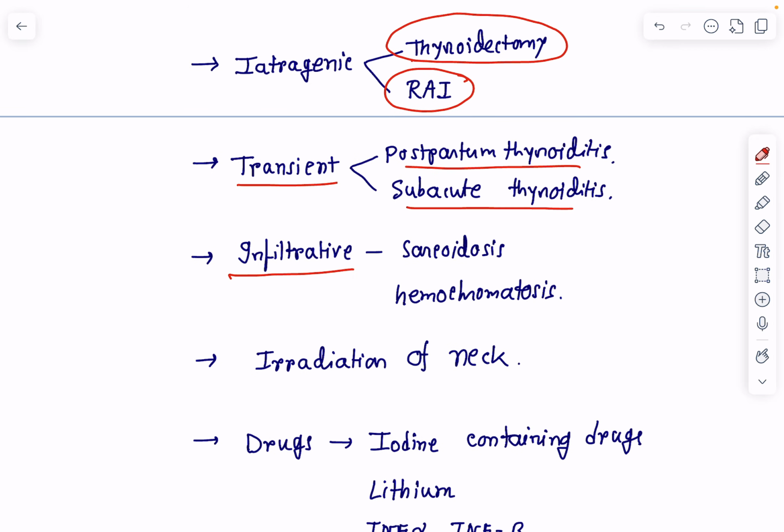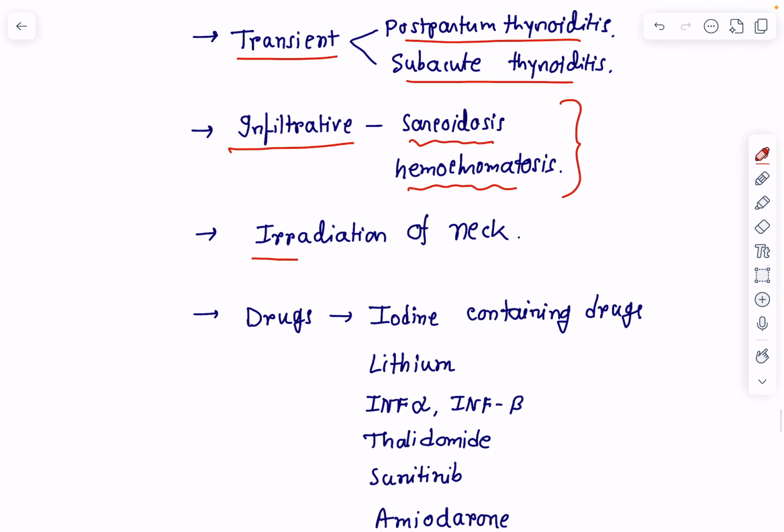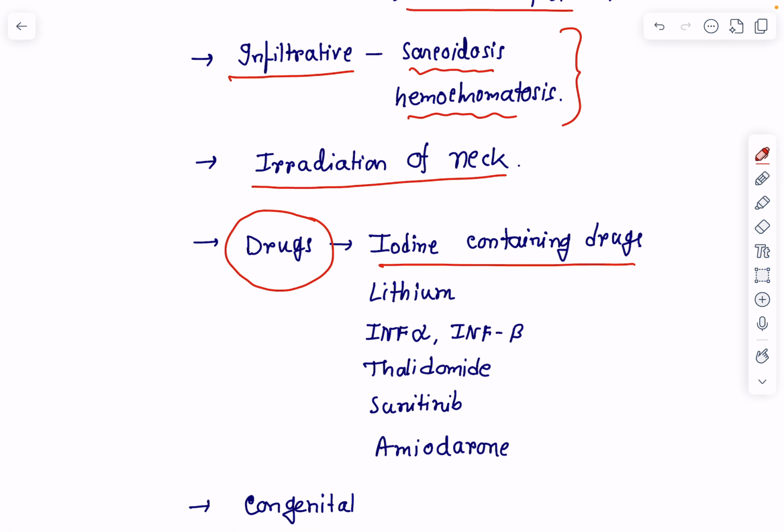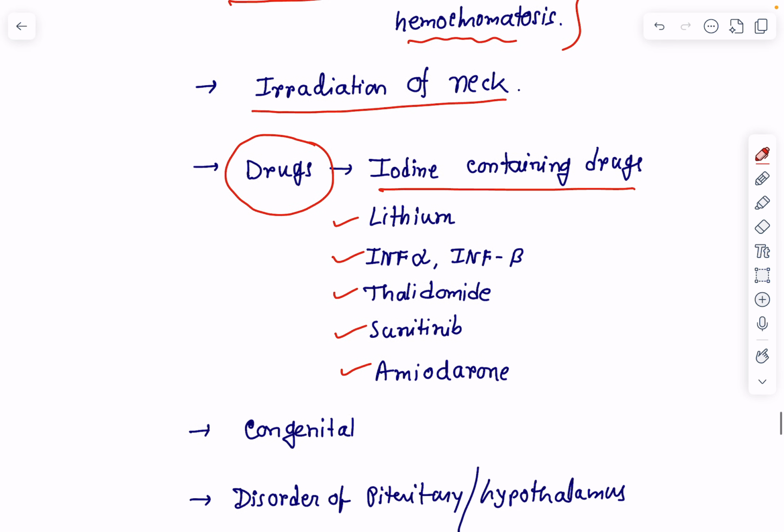Infiltrative disorders of the thyroid gland, for example sarcoidosis and hemochromatosis, are infiltrative disorders where there will be hypothyroidism. Irradiation of the neck, which involves the thyroid gland, may result in hypothyroidism in future. There are certain drugs which can also result in hypothyroidism, for example iodine-containing drugs, lithium, interferon alpha, interferon beta, thalidomide, sunitinib, and amiodarone. These are the drugs which may cause primary hypothyroidism.